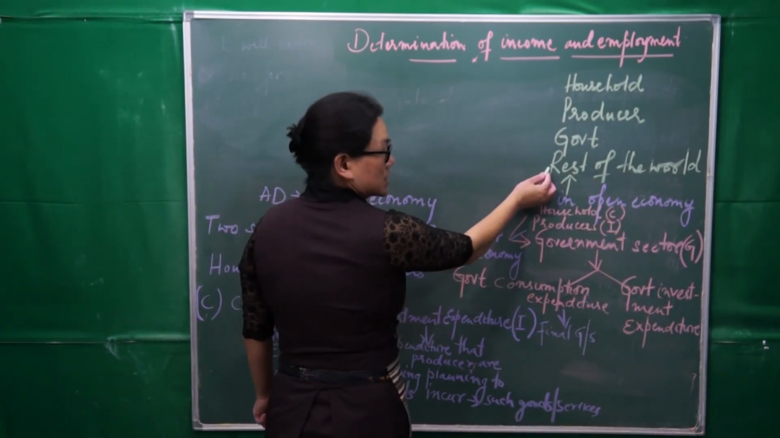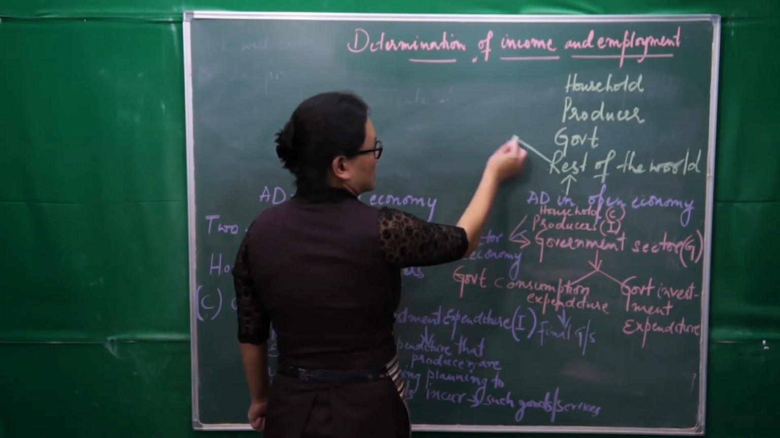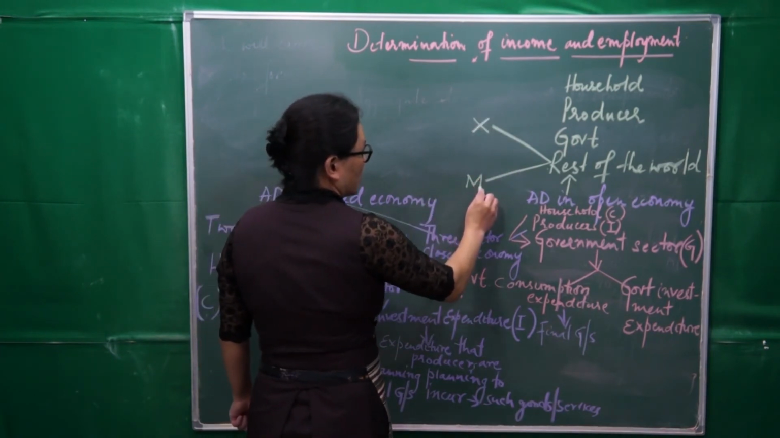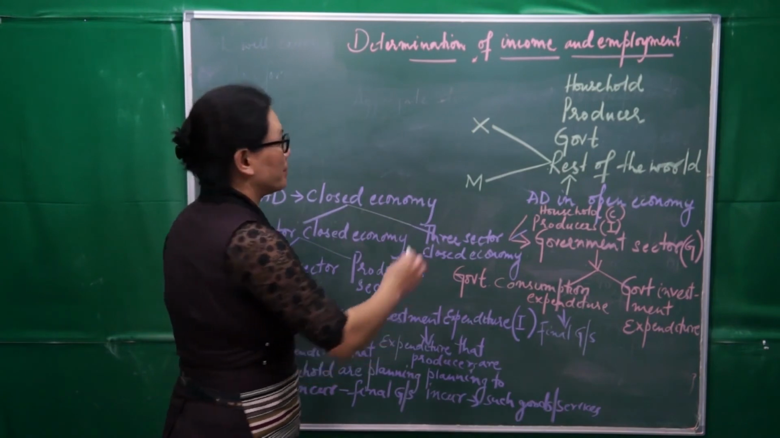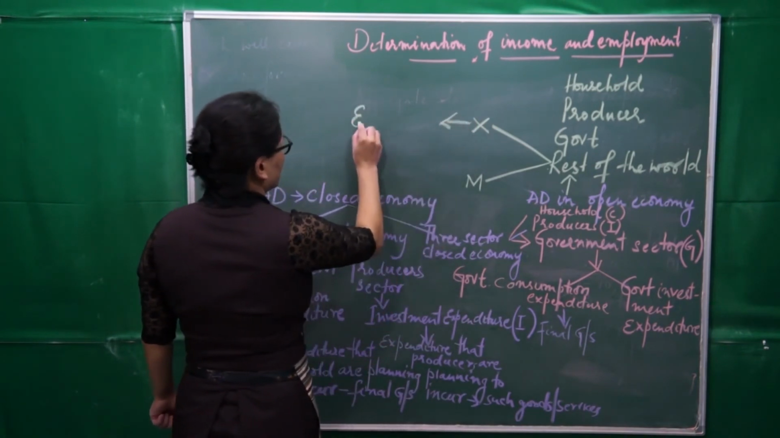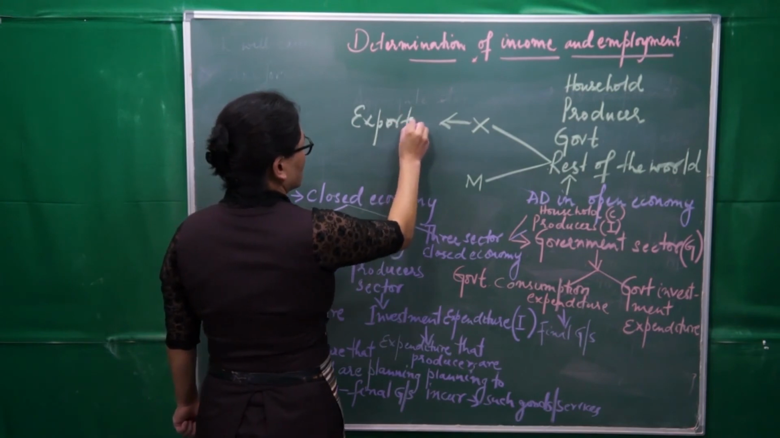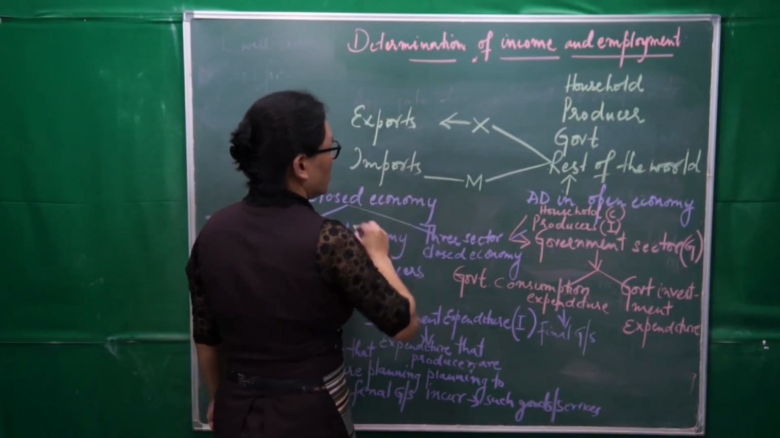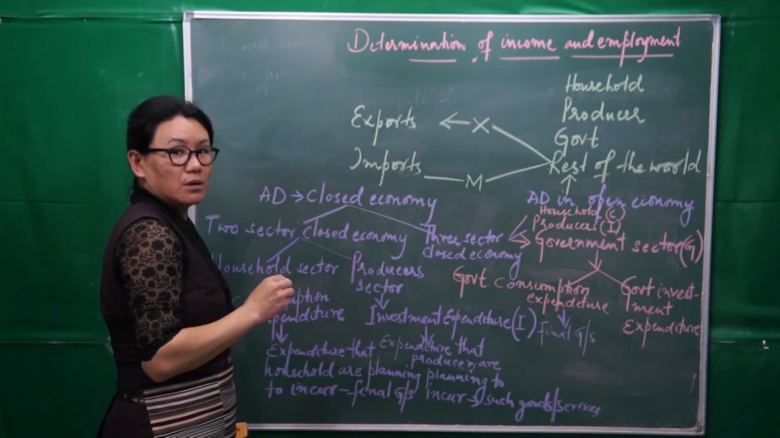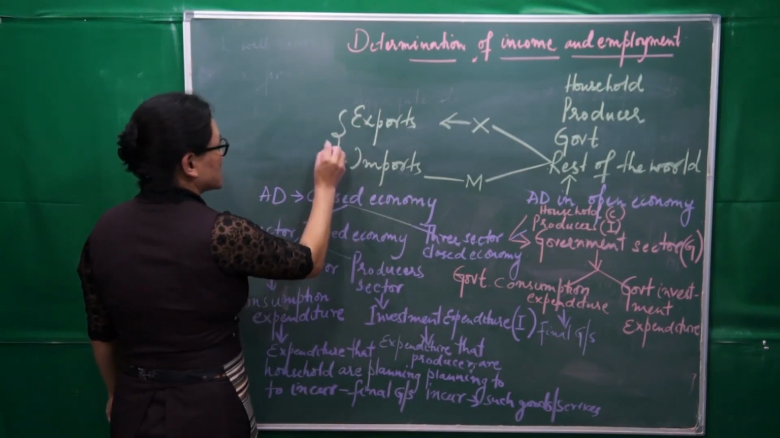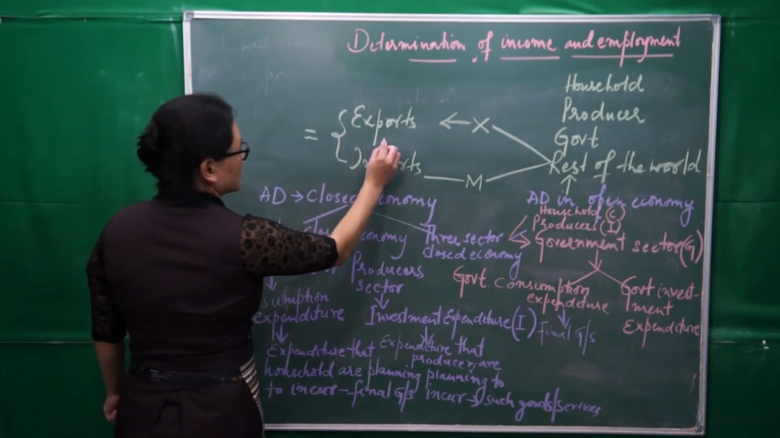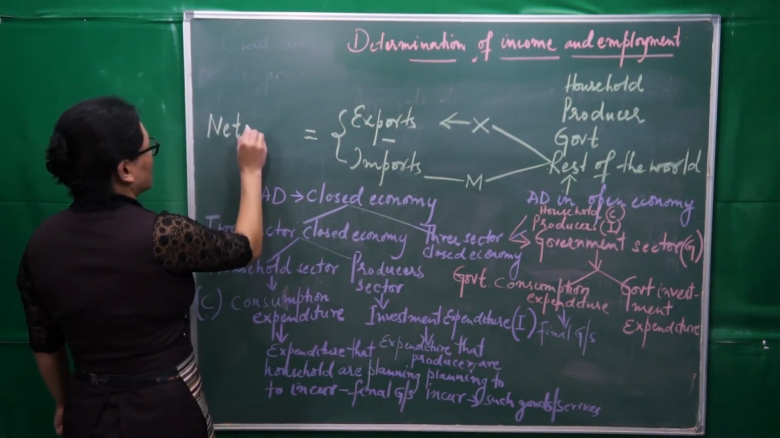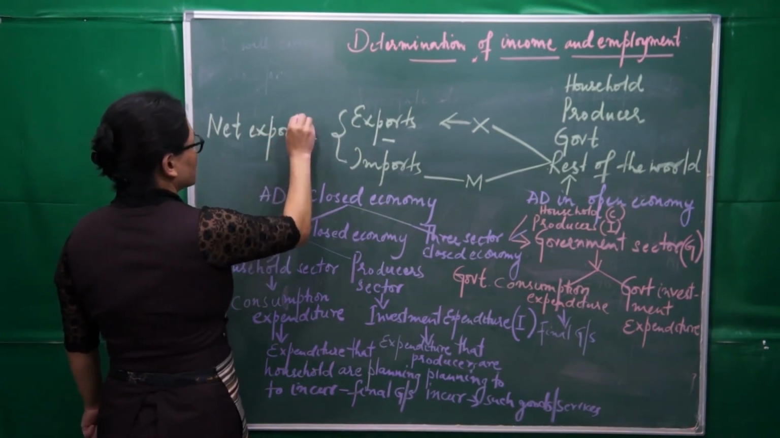Now we need to see this rest of the world sector. This comprises of these two, X and M. This one is export. This one is import. Alright. And the difference between these two will make net export.